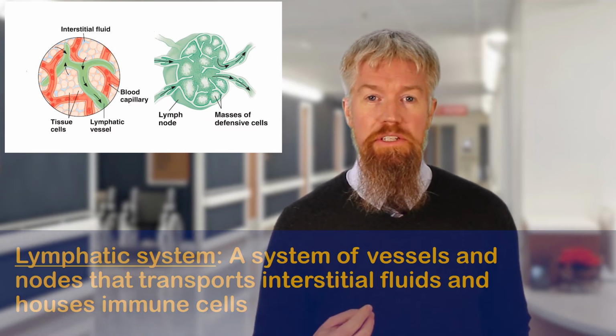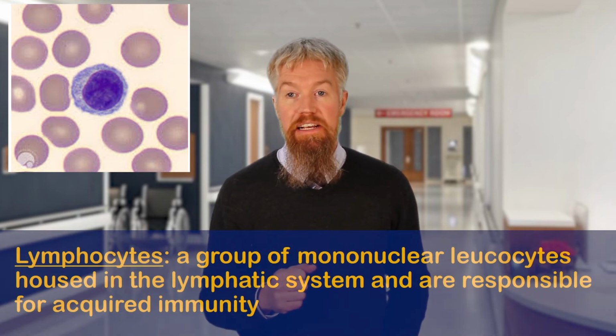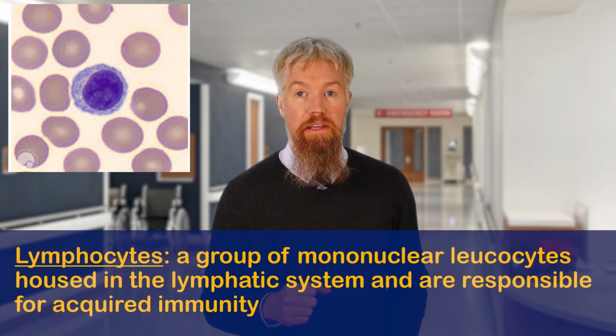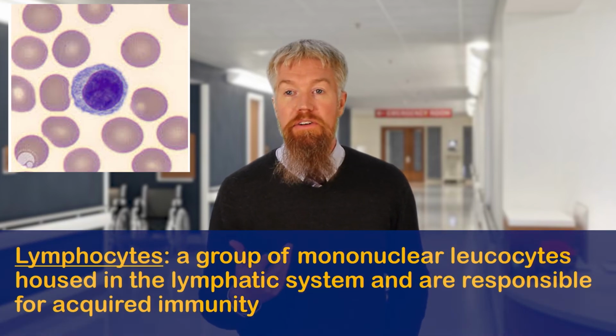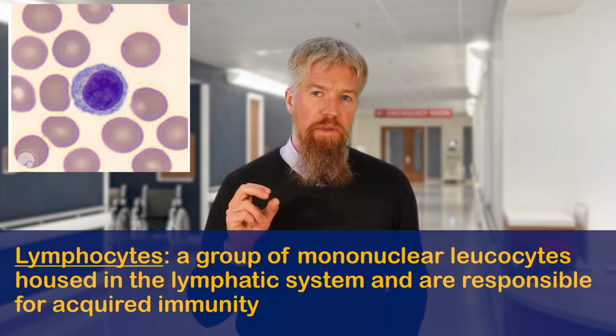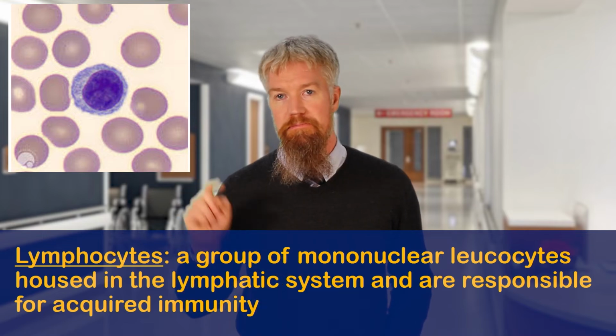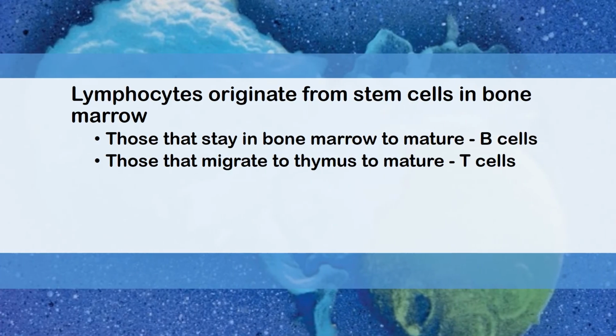These lymph nodes are going to be locations where many of the lymphocytes are found. Lymphocytes are going to be a group of mononuclear leukocytes housed in the lymphatic system and are responsible for acquired immunity. By mononuclear leukocytes, we're essentially meaning that they are white blood cells with a single large nucleus, like this one. The lymphocytes originate from stem cells in the bone marrow, much like most other blood-borne cells.